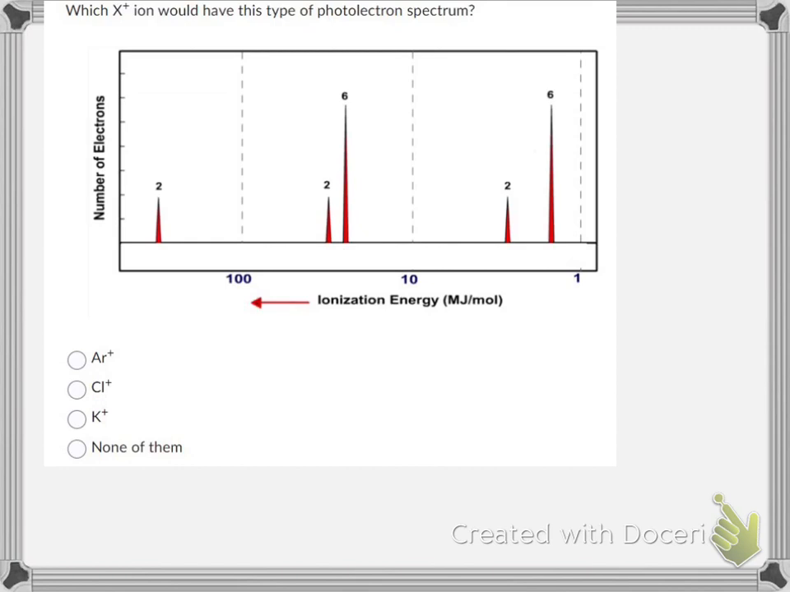In this question we're asked which +1 ion would have this photoelectron spectrum. We had a lot of questions in office hours regarding the photoelectron spectrum. So what are we seeing? We're seeing electrons that are being ejected from different parts of the atom. So we have the inner orbit electrons, the 1s2. Then in the second shell we have 2s2, 2p6. And then in the third shell we have 3s2, 3p6. So this would be the electron configuration.